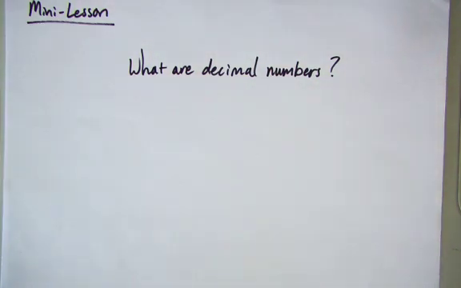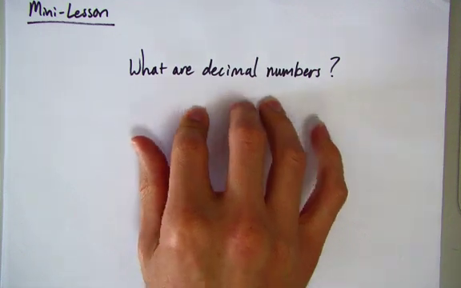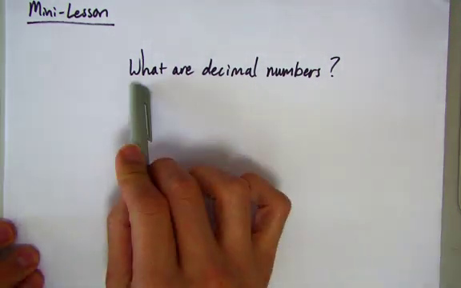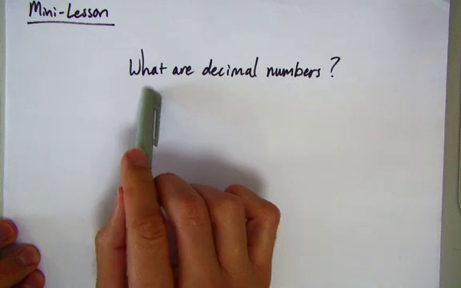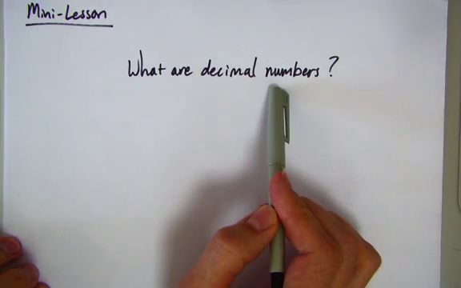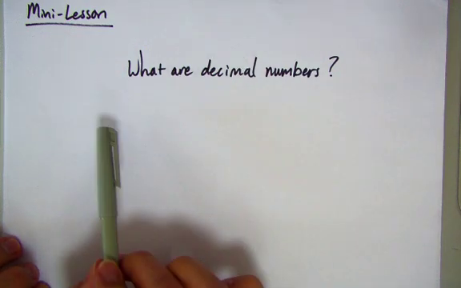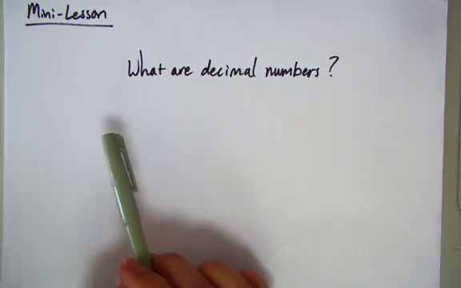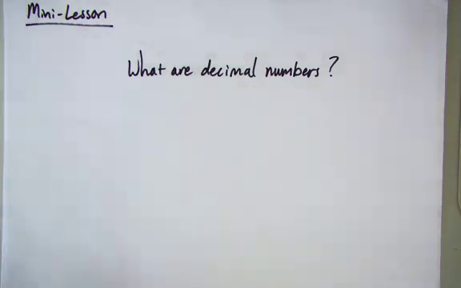Hello, third graders. In this mini lesson, I'm going to be talking about decimal numbers. Let's first answer this question: what are decimal numbers? The way that we're going to answer this question is by going over the place value of decimal numbers, or the numbers in a decimal number.